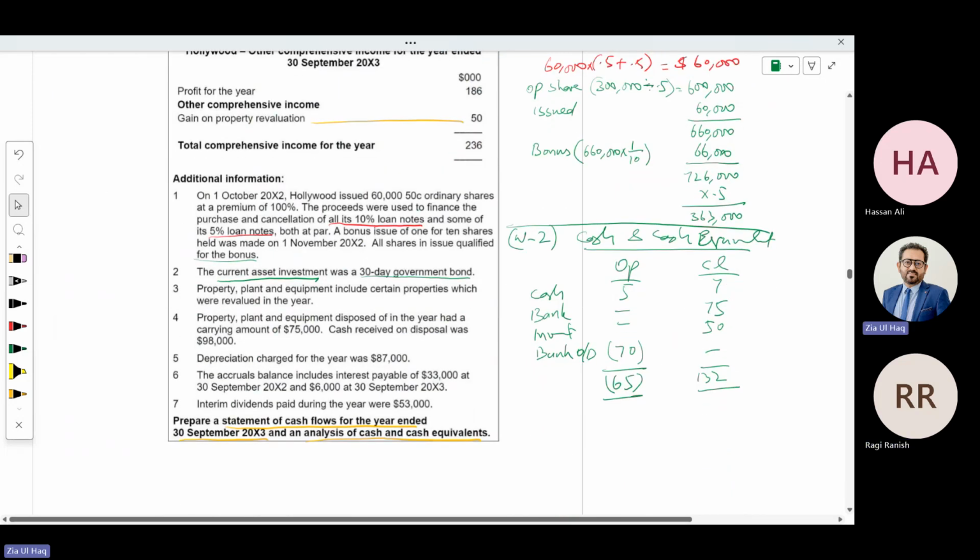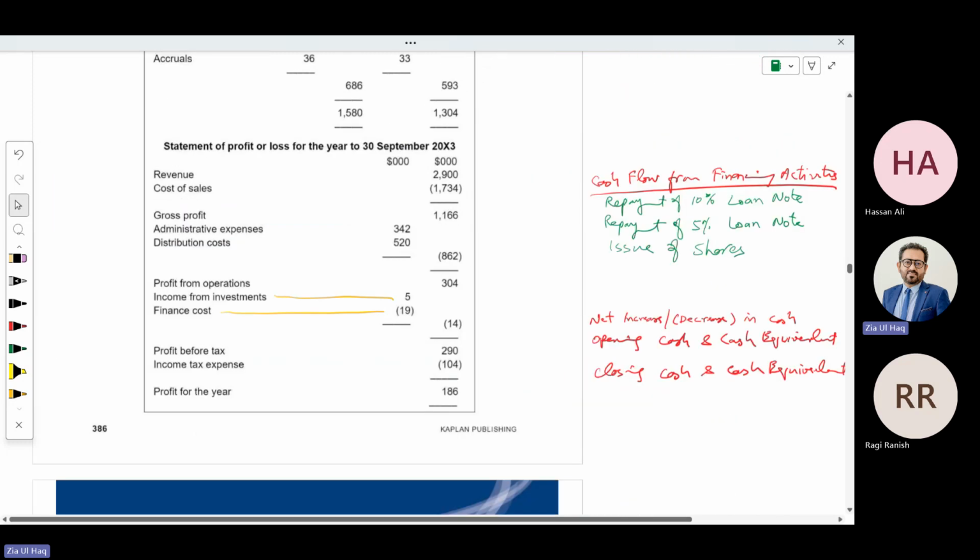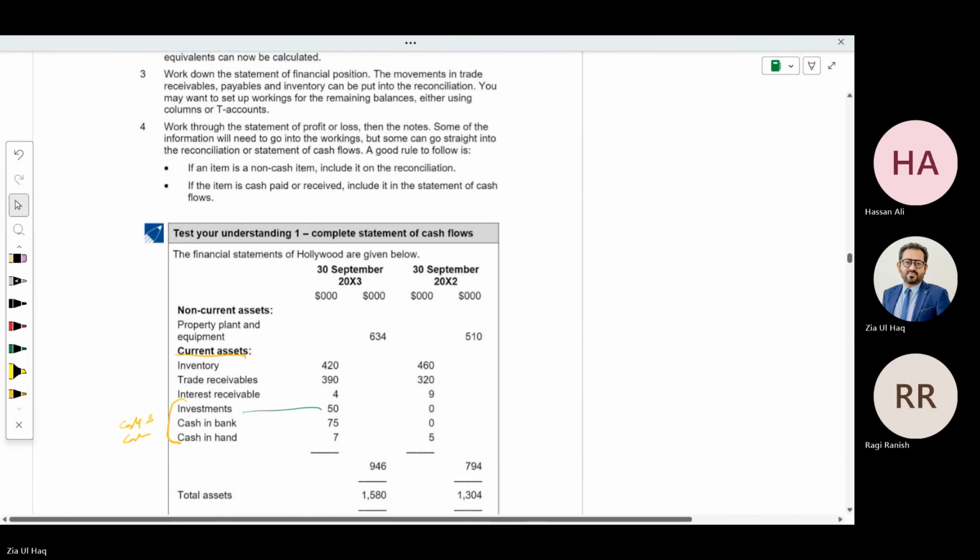Okay. Next, number 3. Property, plant and equipment include certain properties which were revalued in the year. And we saw there was a revaluation gain of 50. So property, plant and equipment was revalued during the year. That's why there is an increase in property, plant and equipment. Here, from 510, they move towards 634.